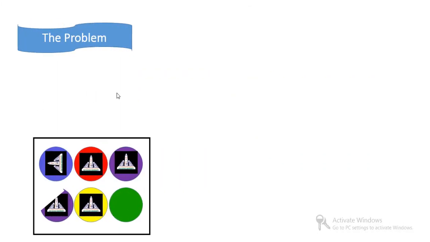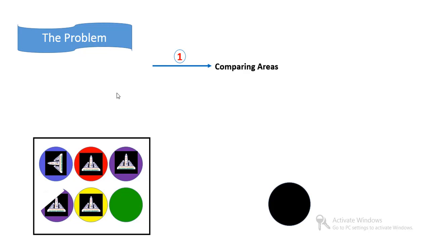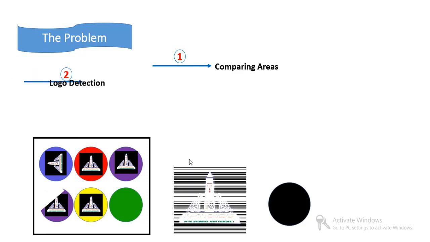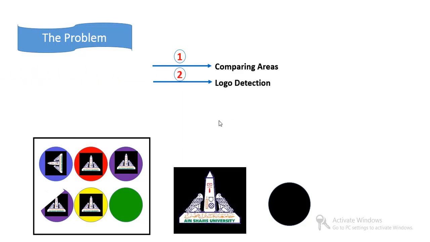To solve this problem, you have to apply these steps. The first step, you should compare the areas. You have here an area reference. You will compare this area with the area of each object you have in your photo. Next, you should search for your logo on every object you have.